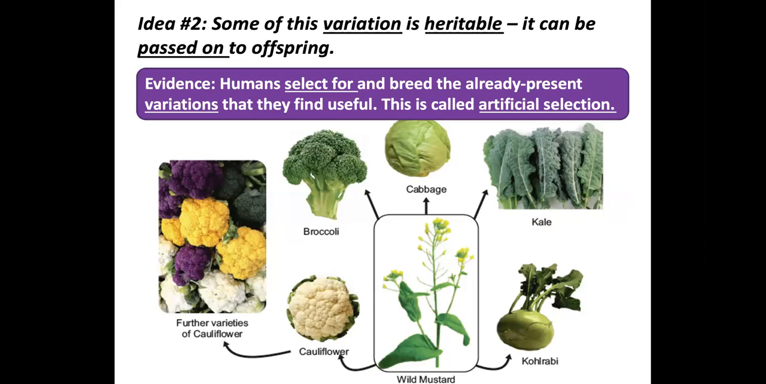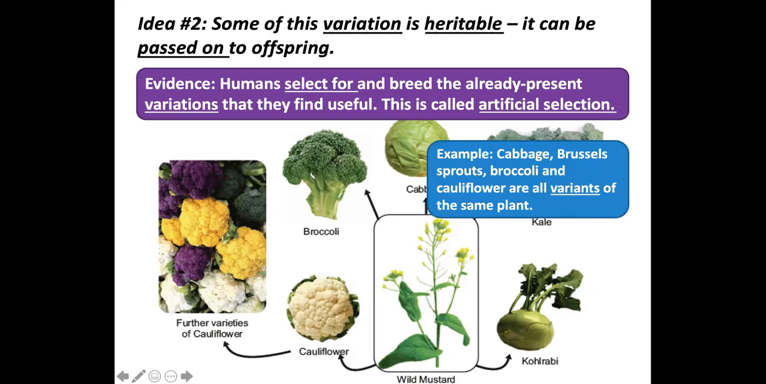So you see up here, the wild mustard plant, okay? And from this, you see cauliflower, other kinds of cauliflower, broccoli, cabbage, kale. Another good one is Brussels sprouts. So they all came from the same plant, but they are a different variety or variant of that one plant.